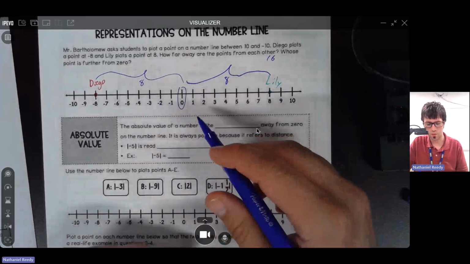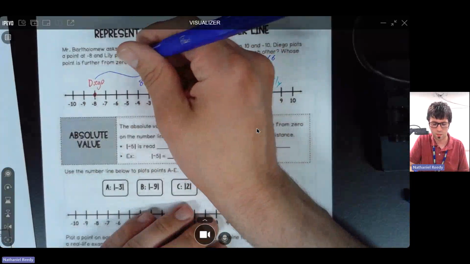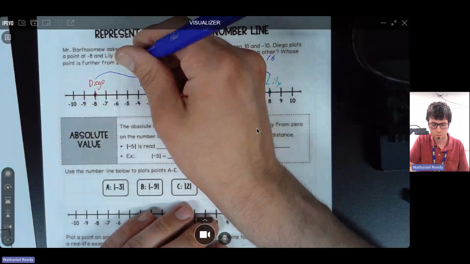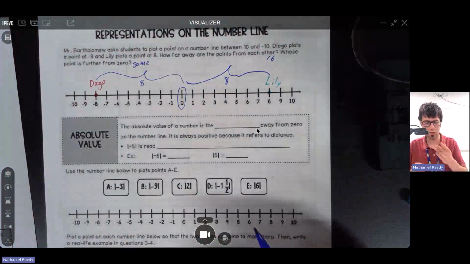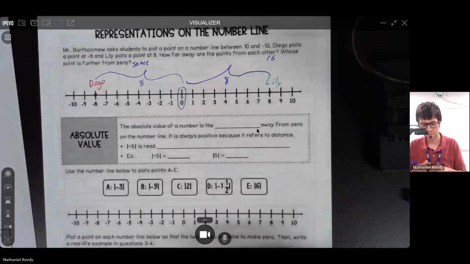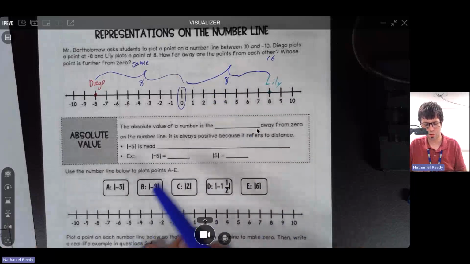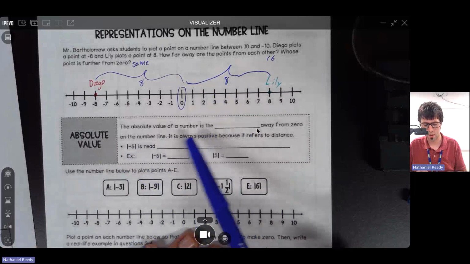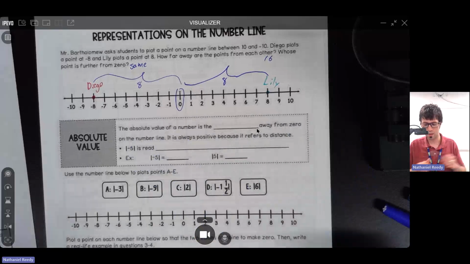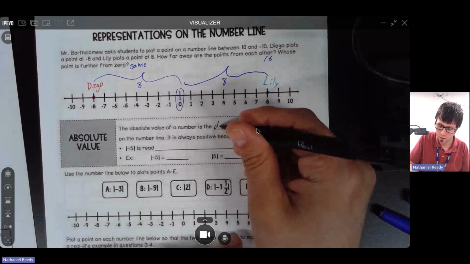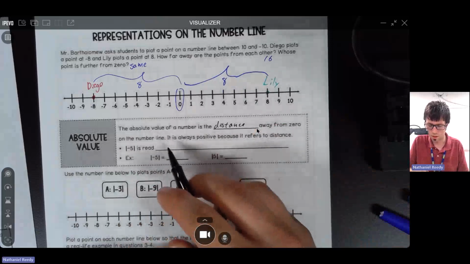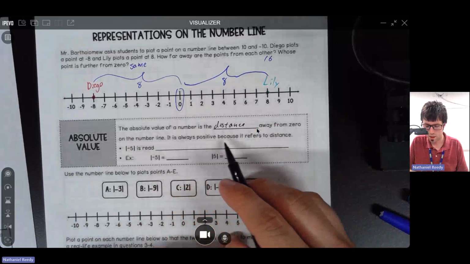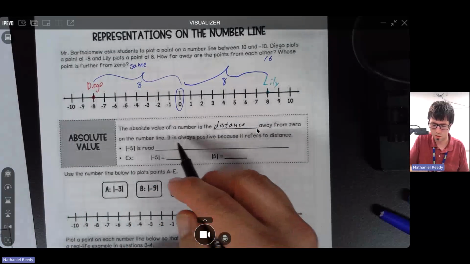So whose point is further from 0? Well, the answer is the same: there is no bigger or larger distance in this case, because they're both 8. This is an example of absolute value. Let's look at what absolute value is. The absolute value of a number is the distance away from 0 on the number line. It is always positive because it refers to distance.